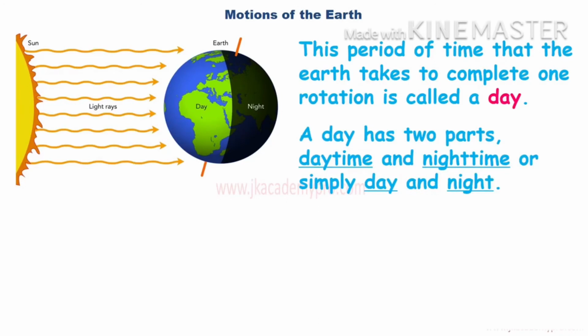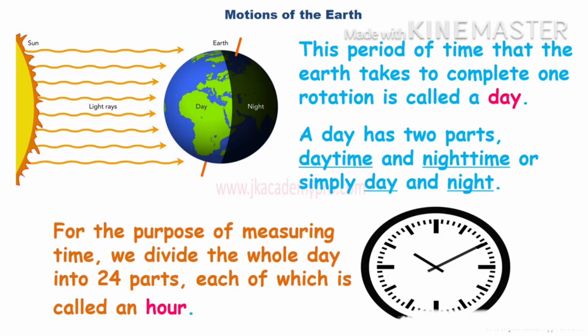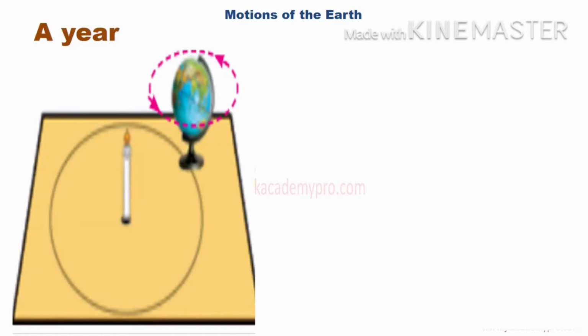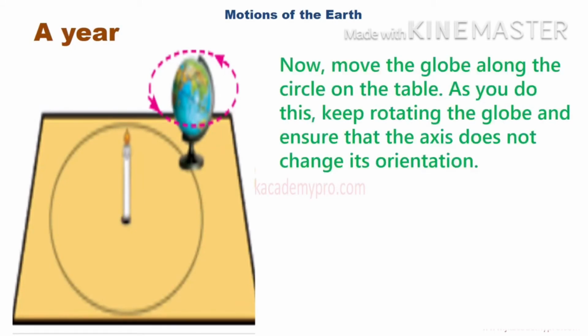Generally our day has two parts, that is daytime and nighttime. For the purpose of measuring time, we divide the whole day into 24 parts, and each part is an hour. You know that. What is today's day? Today is Wednesday. A Wednesday has two parts, that is daytime and nighttime.